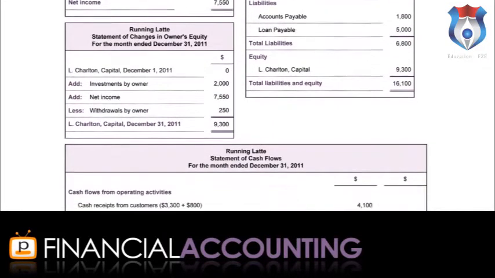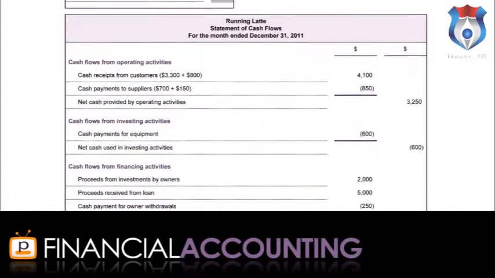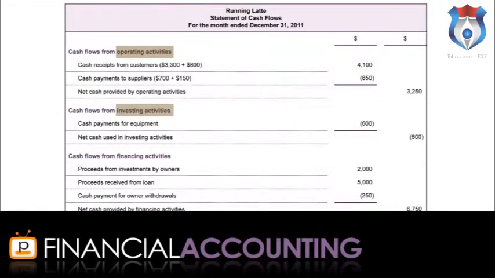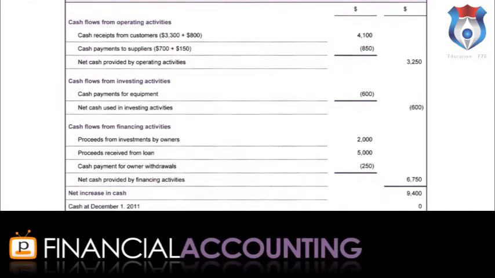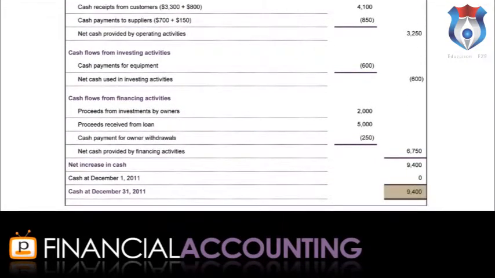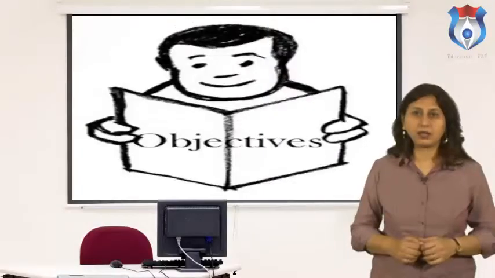The final financial statement is the statement of cash flows, which explains the inflows and outflows of cash from operating, investing and financing activities over a period of time. Note that the ending balance of cash in the cash flow statement is equal to the balance of cash reported.